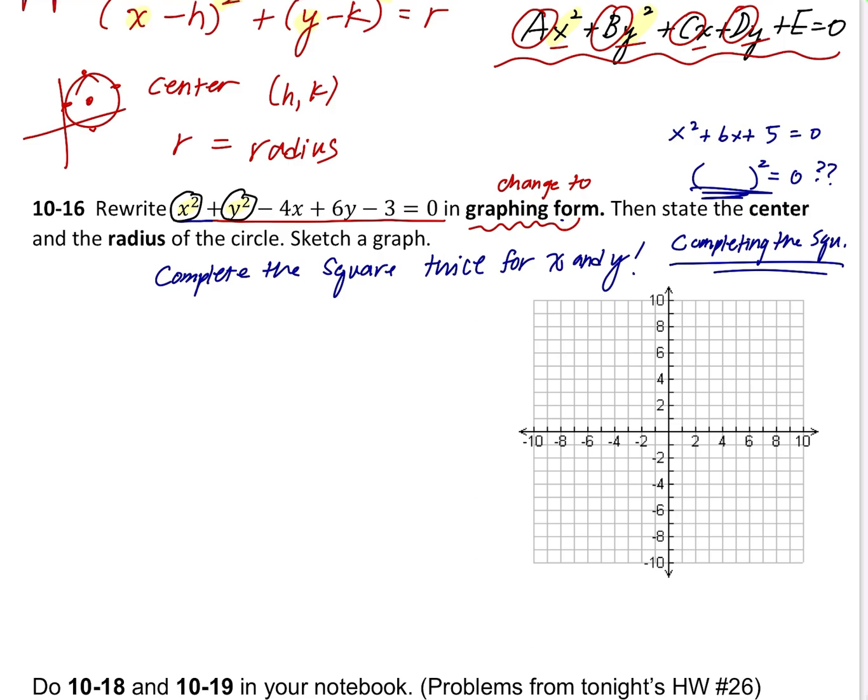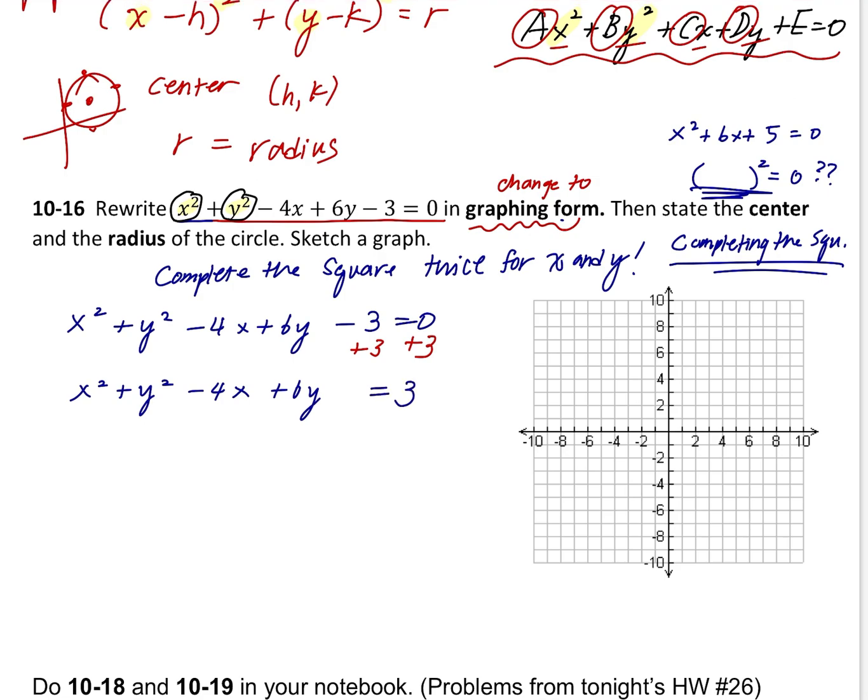Here's the first thing. Let me write the equation. X squared plus y squared minus 4x plus 6y minus 3 is 0. So then what was always the first step? Well, we always move the constant over. We're going to do the same thing for this one. Move the constant. And then we got x squared plus y squared minus 4x plus 6y equals 3.